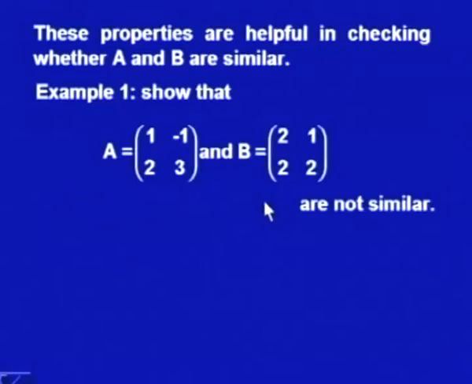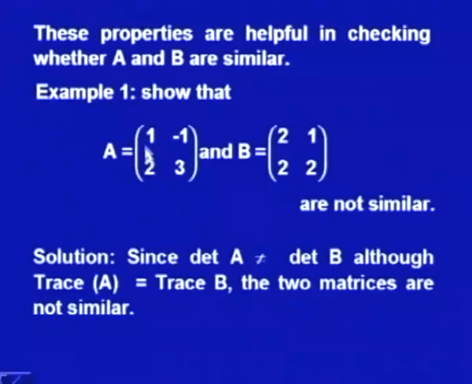Now these properties are helpful in checking whether A and B are similar. Like if I have been given these two 2 by 2 simple matrices, then one can very easily check whether they are similar or not. We can first calculate the trace of this matrix A, it is 4, and trace of B is 4, but this result is not conclusive. So we check the determinant. Determinant of A is 3 plus 2 and determinant of B is 4 minus 2. So determinant A is not equal to determinant B, although trace A is equal to trace B, and this proves that the two matrices are not similar.